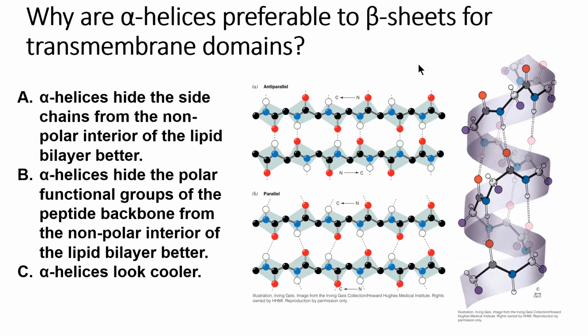So here are some choices for you to think about. Is it A, alpha helices hide the side chains from the nonpolar interior of the lipid bilayer better? B, alpha helices hide the polar functional groups of the peptide backbone from the nonpolar interior of the lipid bilayer better? Or C, alpha helices look cooler? Go ahead and pause, consider your answer, and then come back when you're ready.